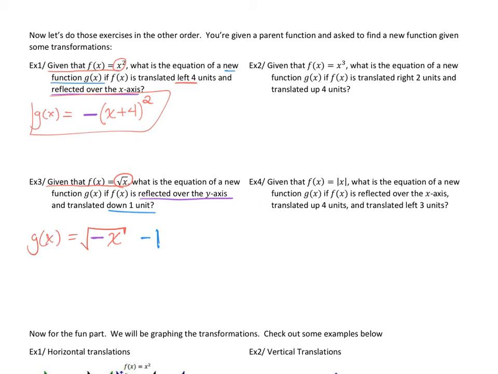I'm going to pause for a few seconds to give you enough time to pause your video to try example 2 and 4.